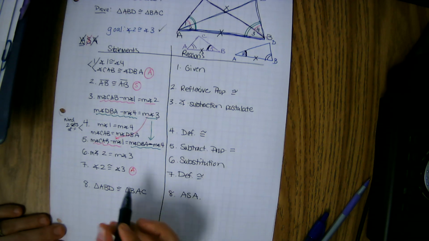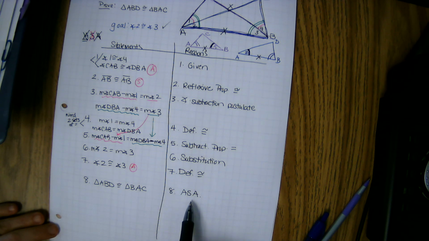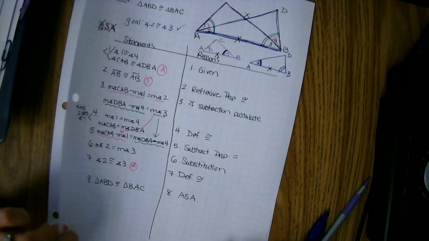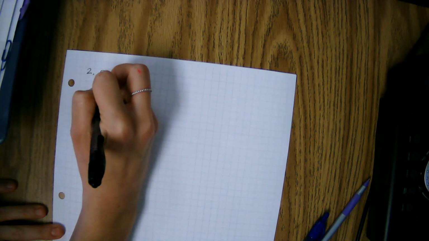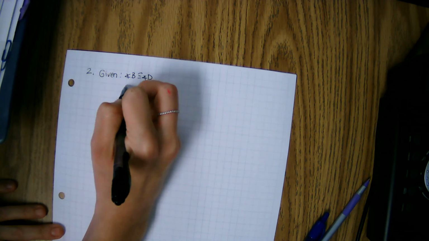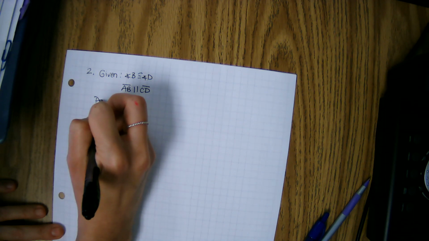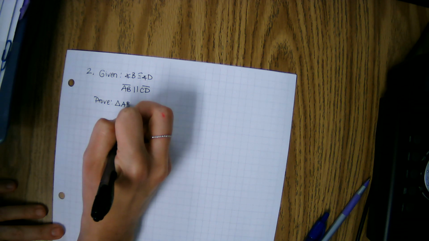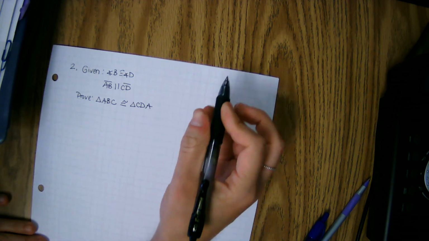Whenever you write 2 triangles are congruent to each other, it's always going to be one of those 5 reasons that you write across from it. All right, so that's when they get harder, is when you have to use segment or angle addition or subtraction. All right, construct a 2-column proof again. Given angle B is congruent to angle D, and segment AB is parallel to segment CD, prove triangle ABC is congruent to triangle CDA.